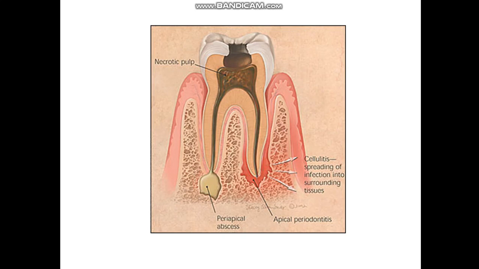Infection of the pulp becomes necrotic, then spreads. If the immunity is good and the virulence of the microorganism is less, in this case a periapical granuloma might be developed or established.